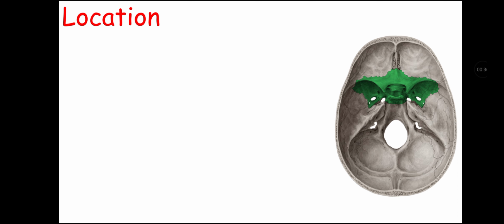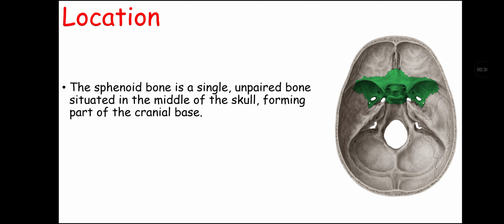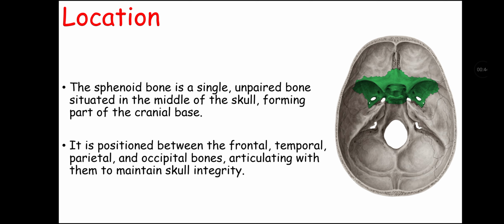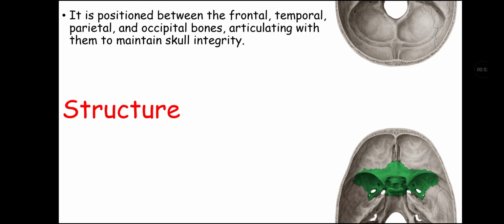Now let's talk about the location of the sphenoid bone. The sphenoid bone is a single, unpaired bone situated in the middle of the skull, forming part of the cranial base. It is positioned between the frontal bone, temporal bone, parietal bone, and occipital bone, articulating with them to maintain skull integrity.